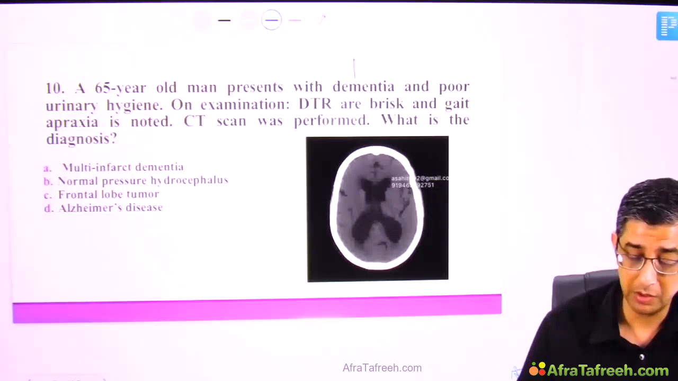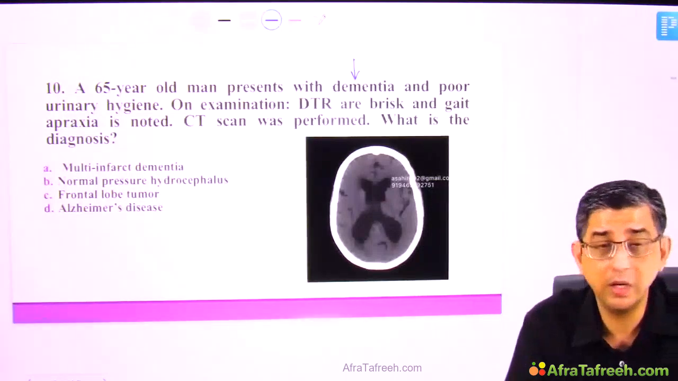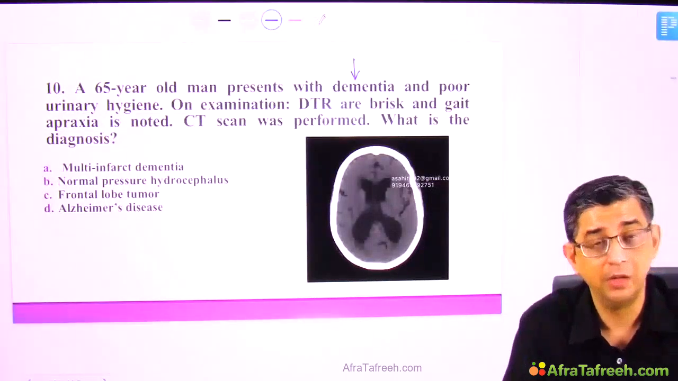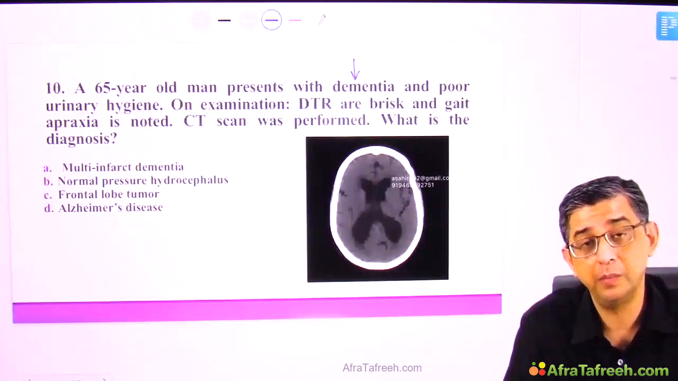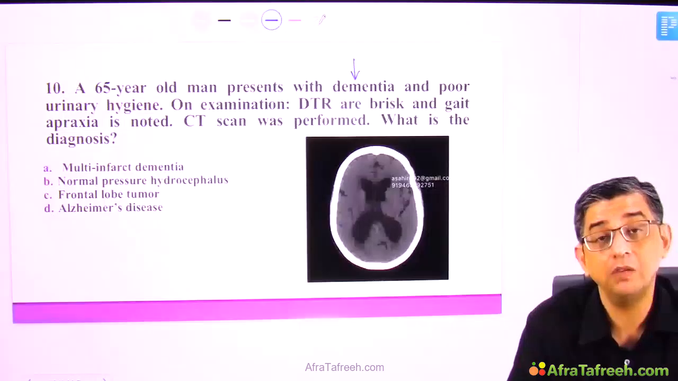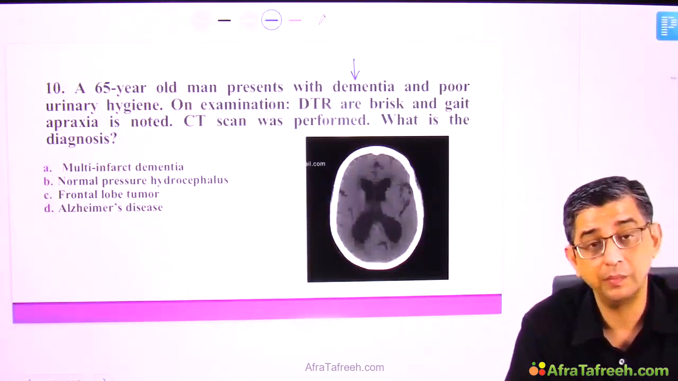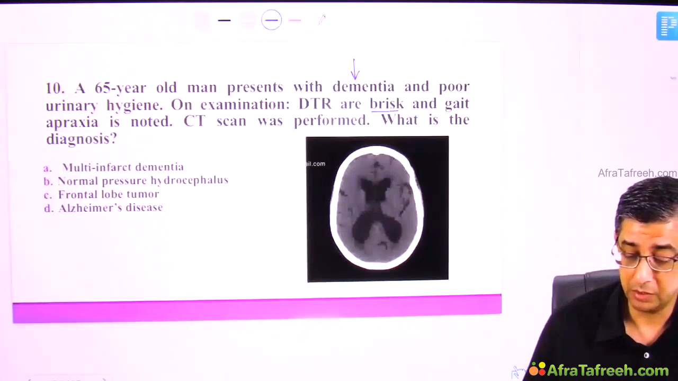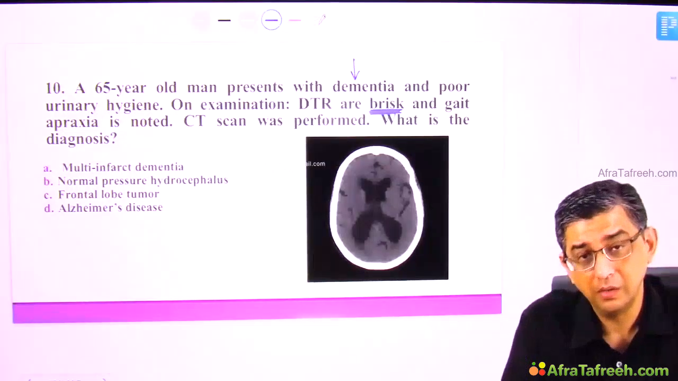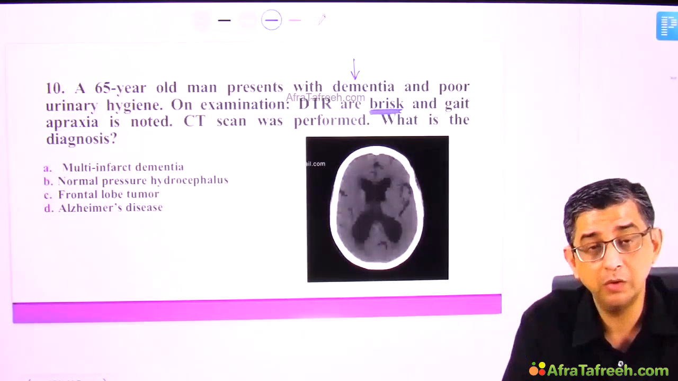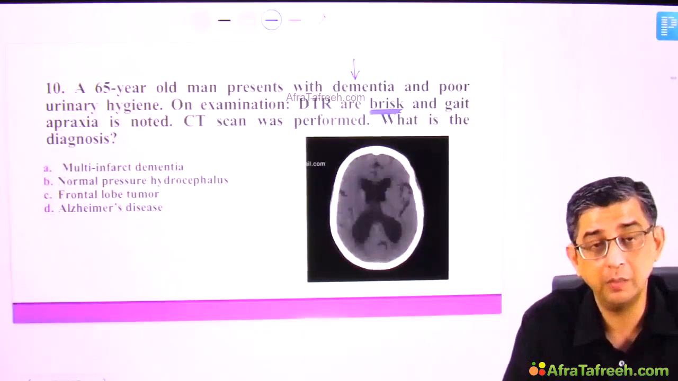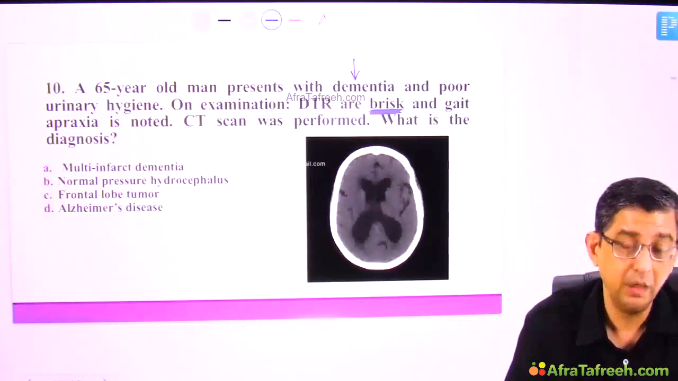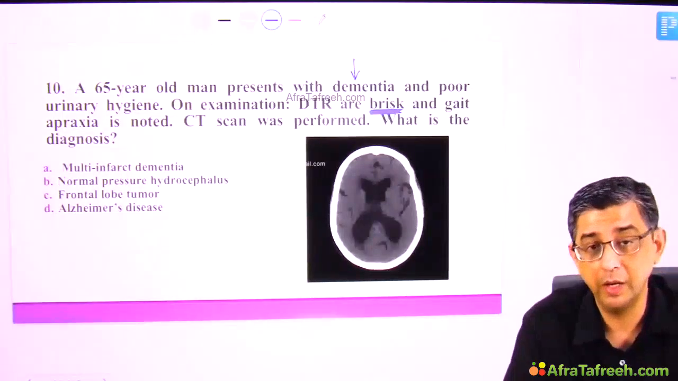Well, Alzheimer's disease patients will also have poor urinary hygiene, anosognosia. They might be urinating in their pants, defecating in their pajamas, and they will not even make an attempt to change their clothes. On examination, brisk reflexes and gait apraxia are noted. Alzheimer's disease does not have brisk reflexes. Right? In Alzheimer's disease, we don't study white matter involvement. The corticospinal pathway is white matter. Alzheimer's disease is a pure gray matter disease.